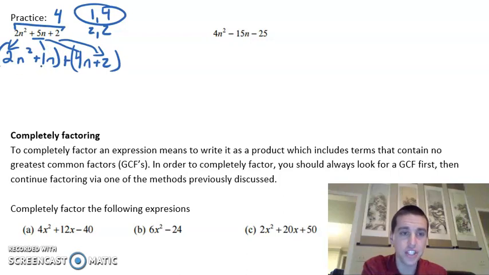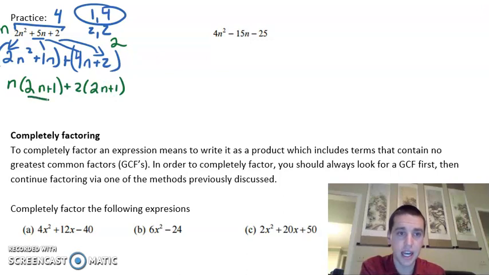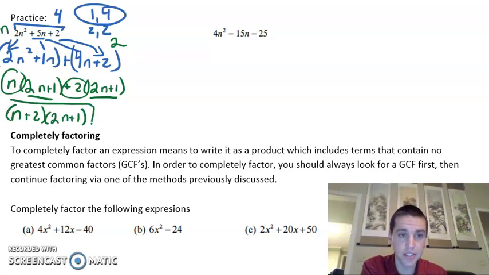I then factor a GCF out. My GCF out of this one is going to be an n, and the GCF out of this one is a 2. So I'm going to factor an n out, and I'm left with 2n plus 1. And I factor a 2 out here, I'm left with 2n plus 1. How do I know that I did it correctly? I have 2n plus 1, 2n plus 1. I then write out my 2 new factors as n plus 2 and 2n plus 1. And that is my answer.